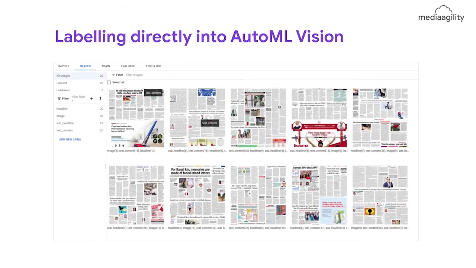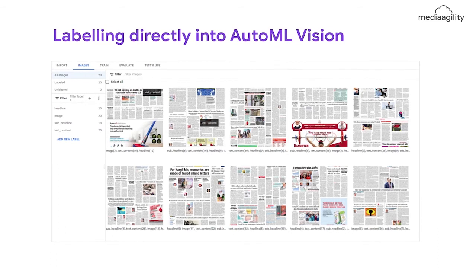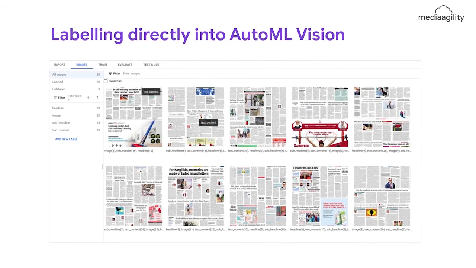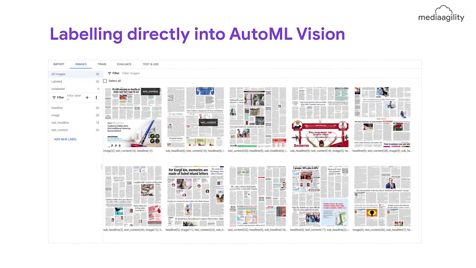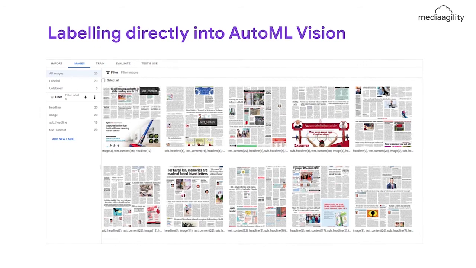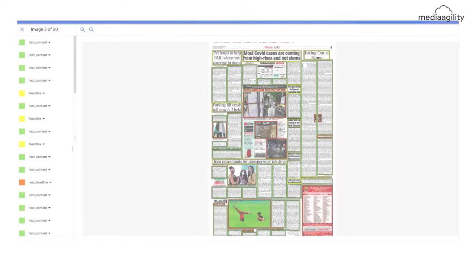Even AutoML Vision will allow you to import images directly and label them. We use CVAT, but anyone can import images and create a data set in AutoML Vision. These would be unlabeled images. You can open up a single image and actually create bounding boxes. We did actually label them.